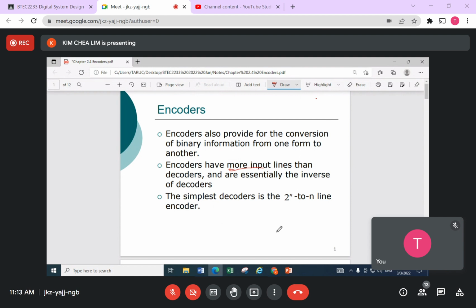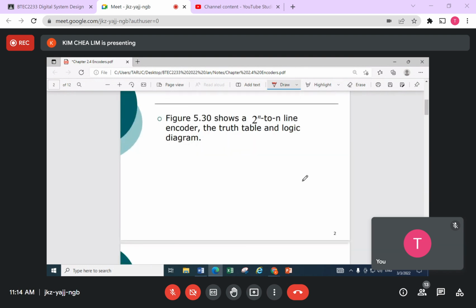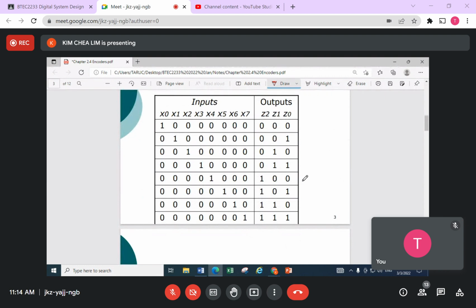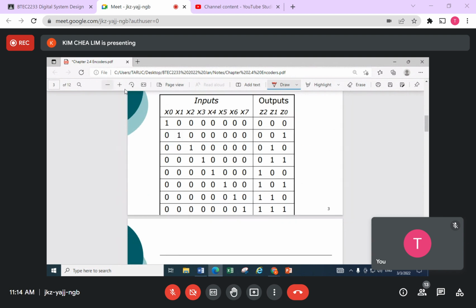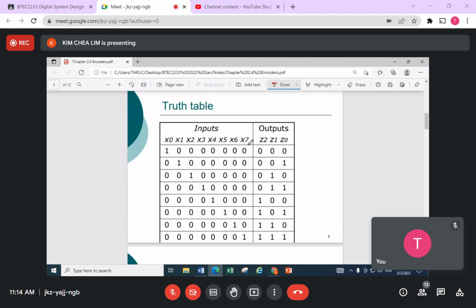Of course, the simplest one is a 2^n to n encoder. So n is the output number, and the number of inputs is 2 to the power of the output number. Let's look at the truth table here. This encoder has 8 input bits and only 3 output bits.